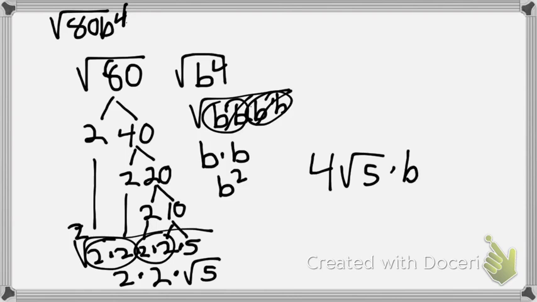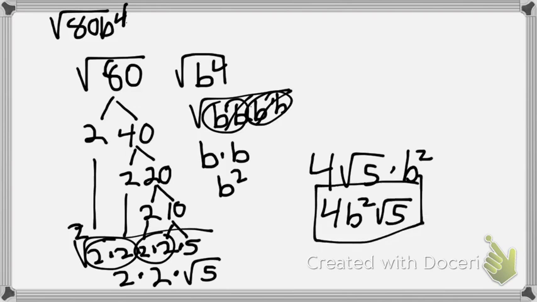So moving on. We need to add those 2 b's in. That's b squared, so we have 4b squared times the square root of 5.